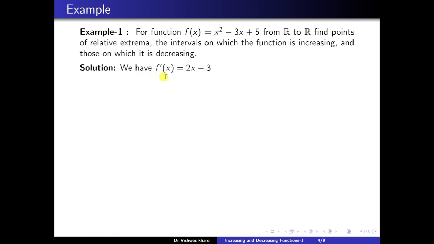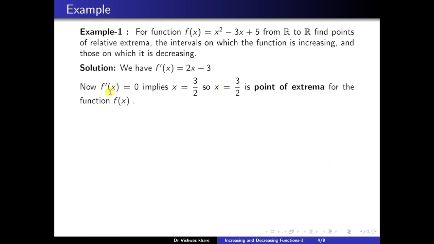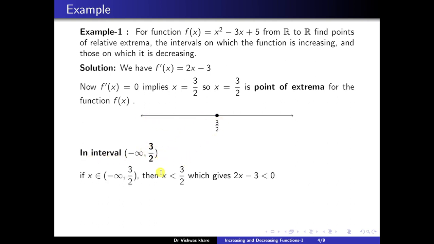Solution. We have f dash x is equal to 2x minus 3. That is finding the derivative of this function. Now equating this derivative to 0, we get x is equal to 3 by 2. So x is equal to 3 by 2 is the point of extrema for the function f(x). You can see this is the point. Now this divides the whole real line into two parts. So the intervals are minus infinity to 3 by 2, from this to this.